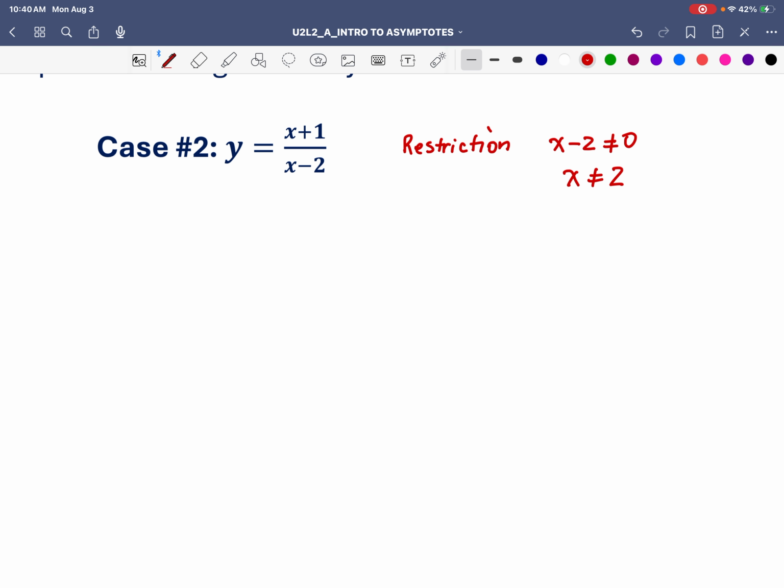So now we're thinking if x is different than 2, then the graph of the function will never pass through x equals 2. I'm just going to write this down here. Graph can't pass or can't have any point with coordinate x equals 2.